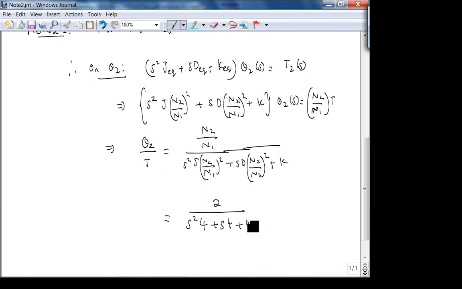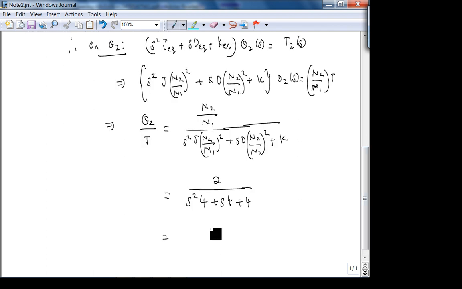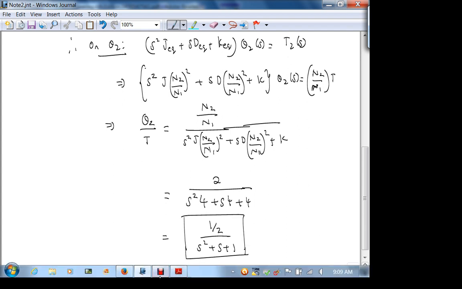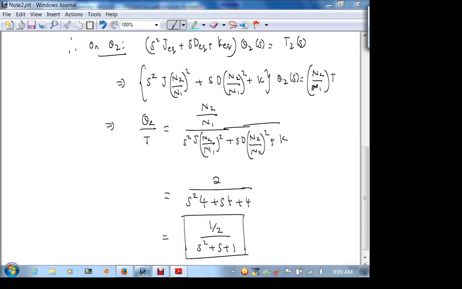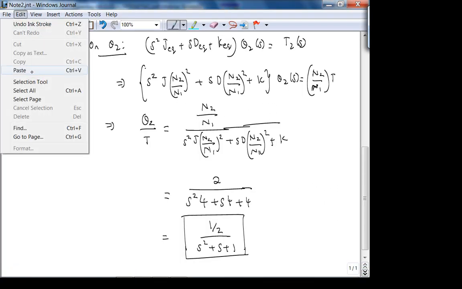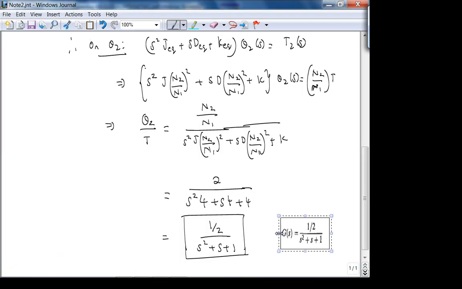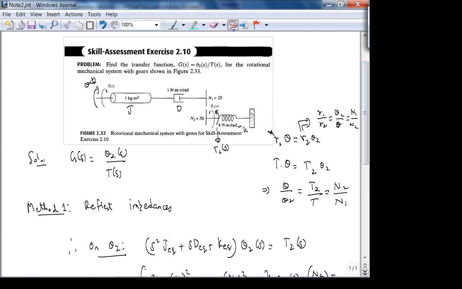Yes, K is 4. So in other words, your transfer function, you factor out a 4, you get 1 half over S squared plus S plus 1. And let's check the answer. Okay, so that's good. Yes, the book is correct. Okay? Any questions on that? You should get the same answer if you reflect this impedance onto this axis, right? So I recommend you do it.